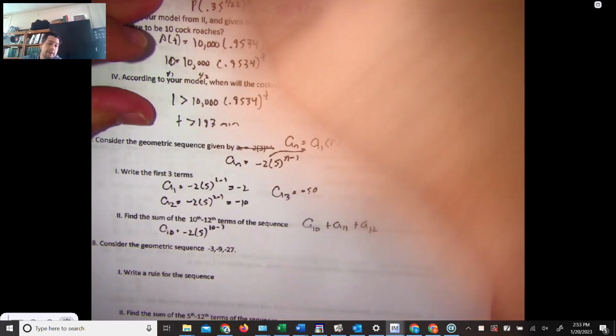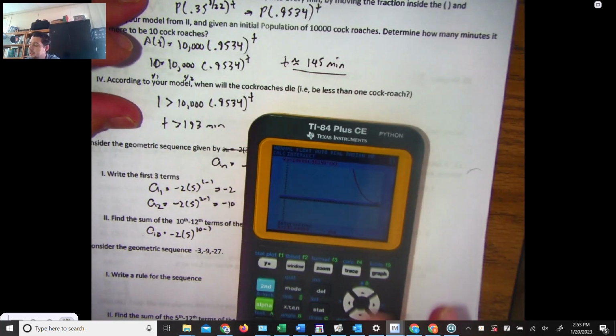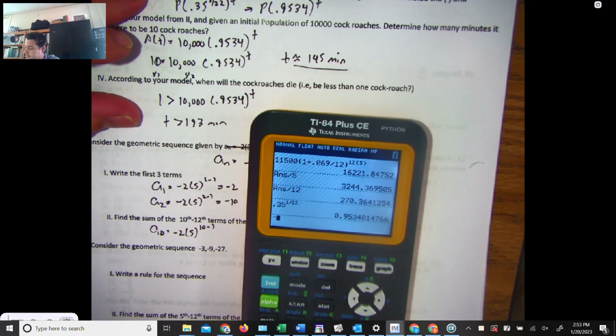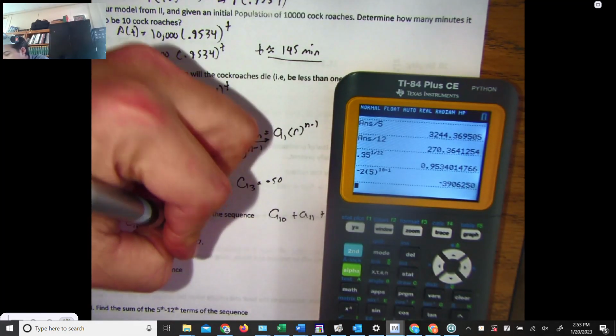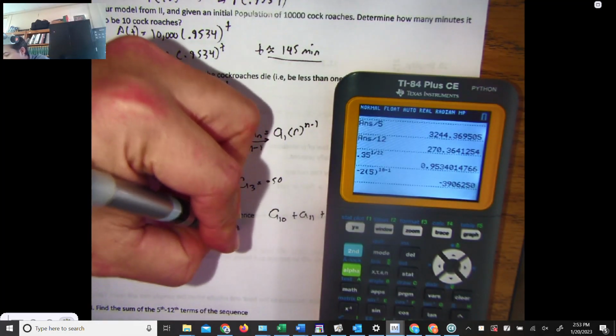And I have no idea what that is. It's going to be absolutely gigantic. And if I don't know that 10 minus 1 is 9, I just literally type 10 minus 1. It's a big number. -3906250.